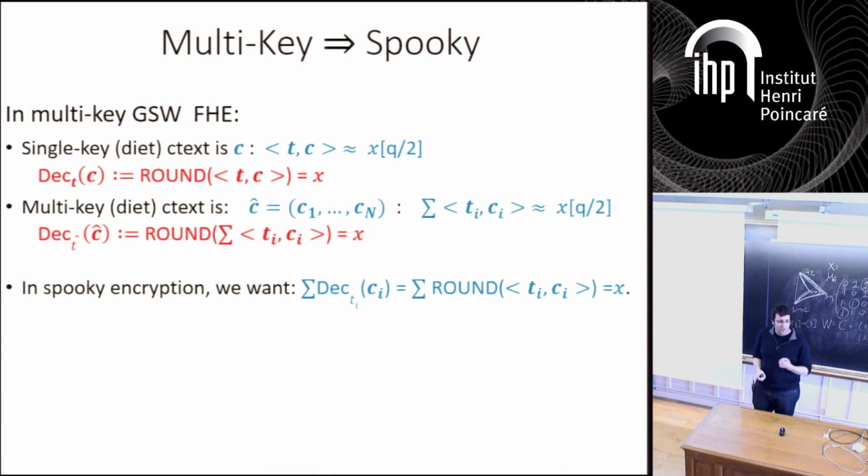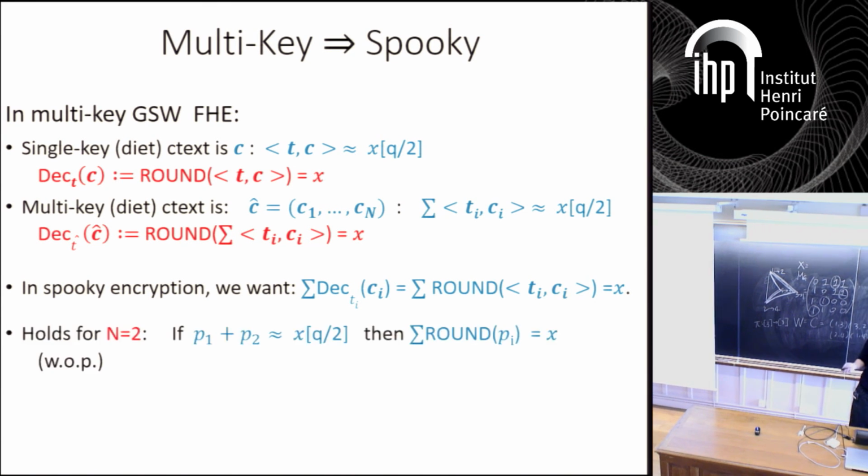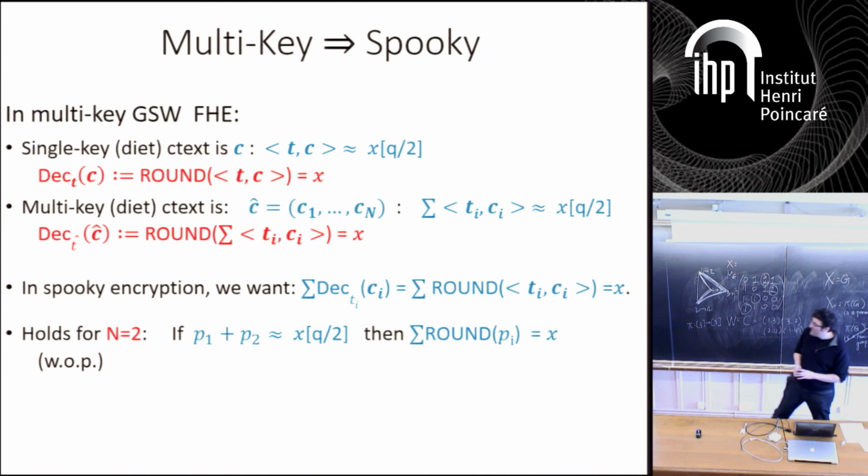What we want in spooky encryption is that first each party decrypts. So actually first each party rounds its inner product of T_i and C_i, and then you sum. We want the decryptions to be an additive secret sharing. And the question is, are these two the same thing? We want these to be equal. Well, we can wish for it, but that doesn't make it true. So it's not. But it turns out it actually is in the special case when you just have two parties.